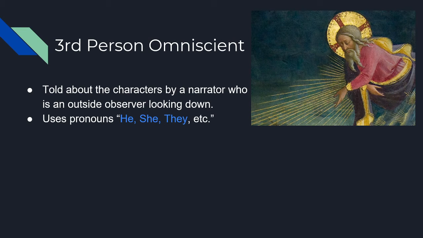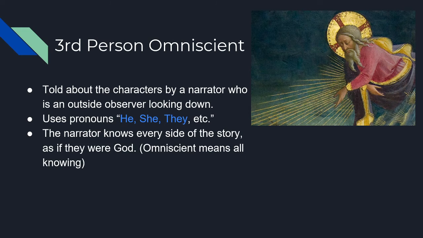It still uses the pronouns he, she, and they as one way to look and see quickly that it is in third person. But now the narrator knows both sides of the story, or every side of the story if there's more than two. Omniscient is a word that means all-knowing. So some people have recently started calling this third person unlimited. If that makes more sense to you to call it unlimited than omniscient, then make a note of that in your head.